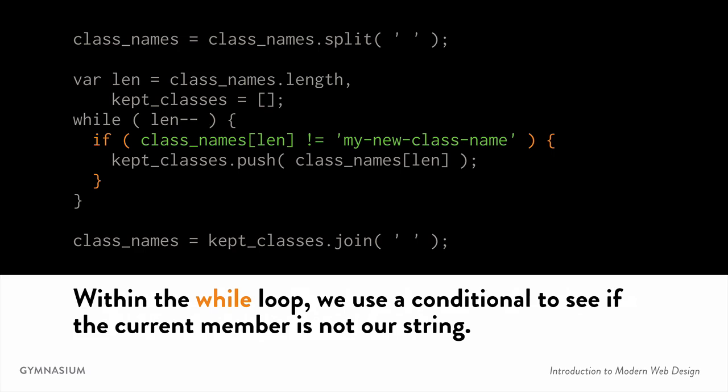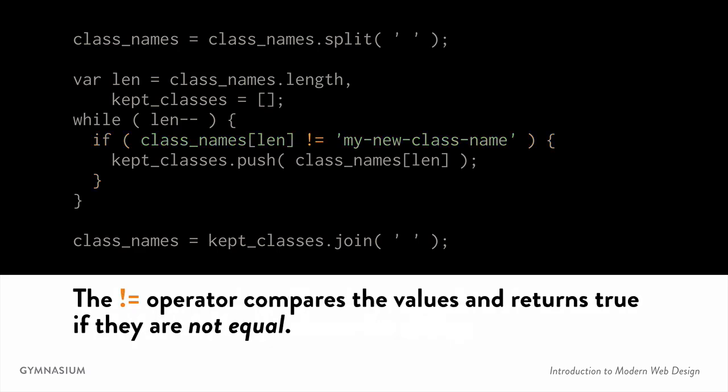But if the current class name was equal to my new class name, the contents of the if conditional would not be evaluated. But if the class name is not equal to my new class name, it would be evaluated and that class name would be pushed to the kept classes array.